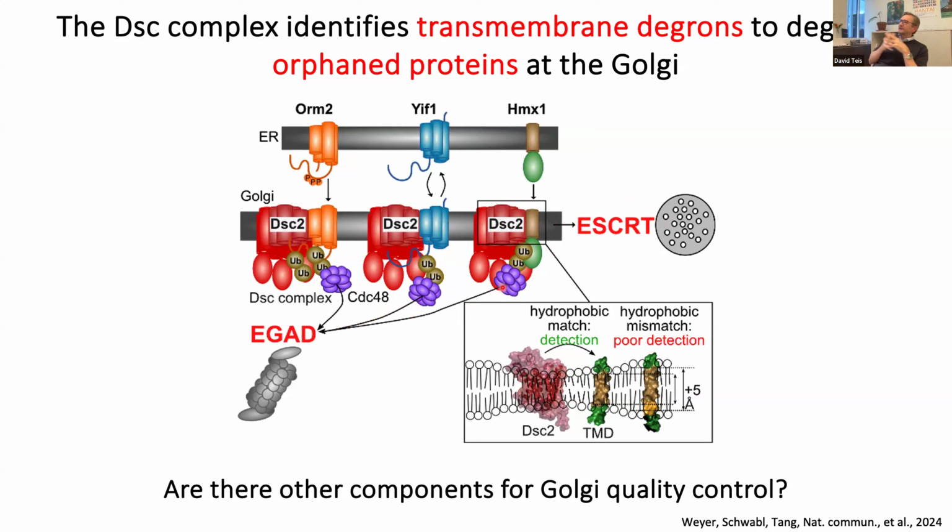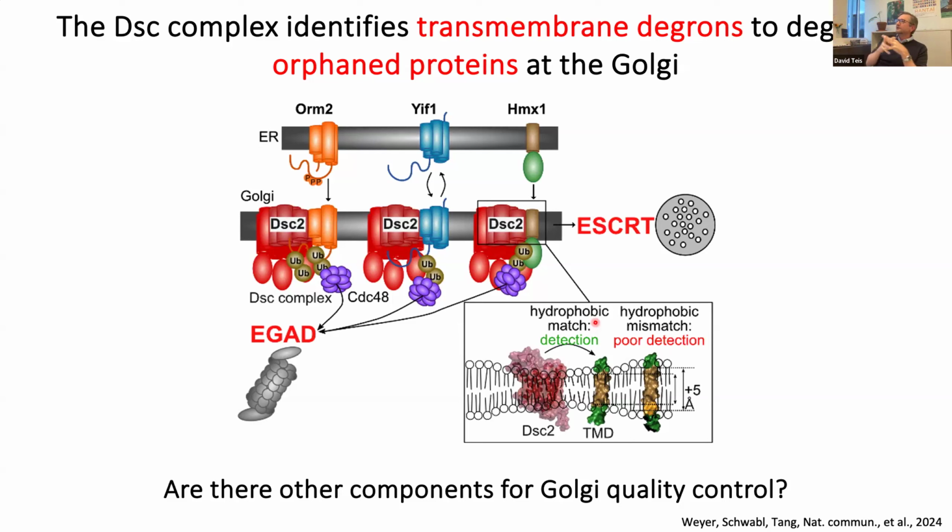But what we do understand now is that the DSC complex uses a process that we like to refer to as hydrophobic matching or hydrophobic mismatching to identify its substrates. So it likes to interact with proteins that have a short transmembrane domain and that are preferentially ER proteins that have been mislocalized or orphaned from the ER to the Golgi. And there it identifies these proteins, targets them for degradation, and therefore prevents their spreading across other cellular membranes, in particular endosomes and lysosomal membranes.